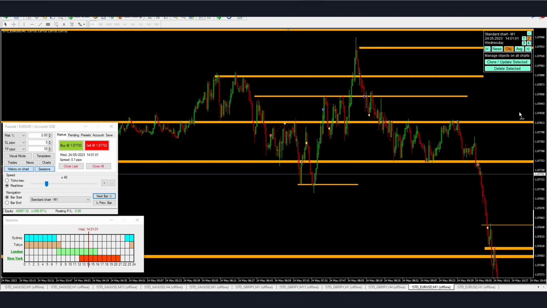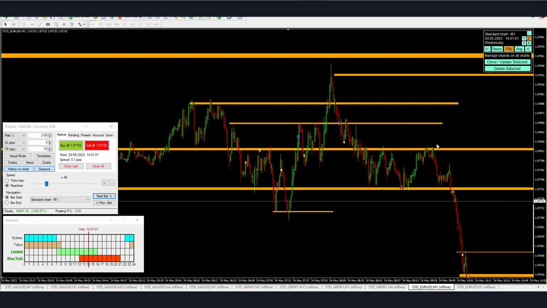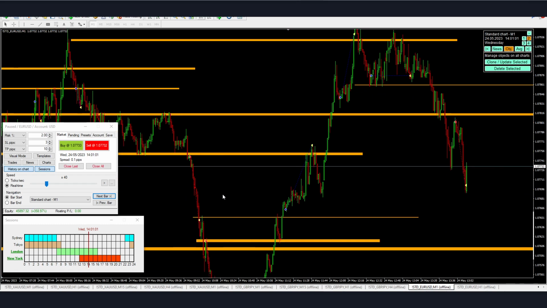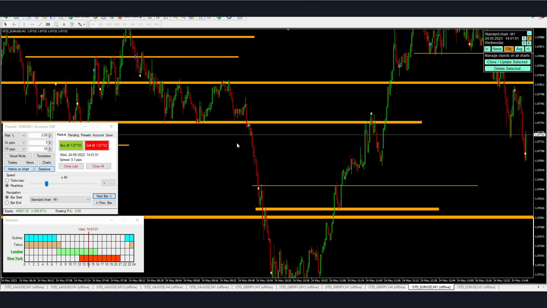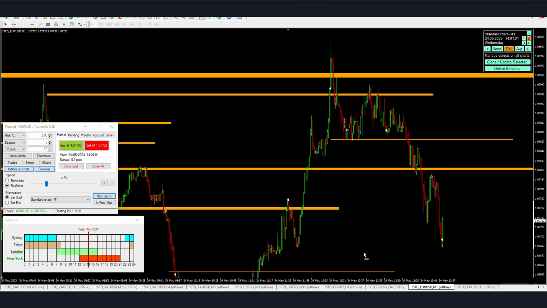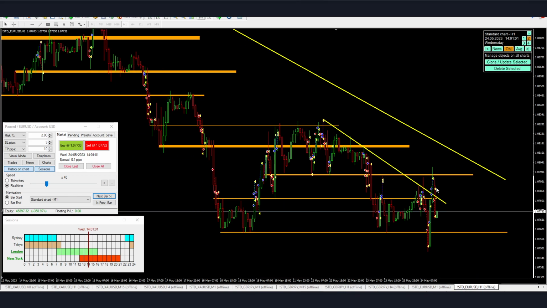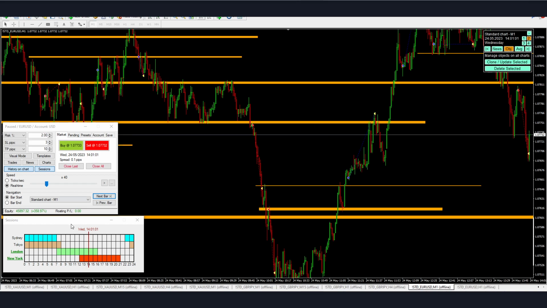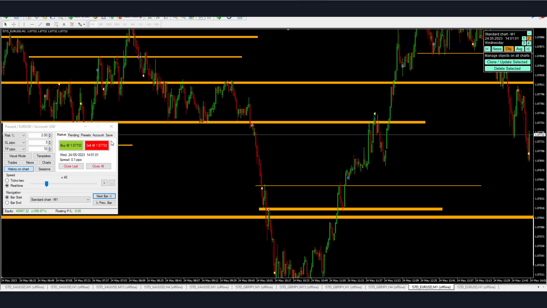So the London session was much poorer. It happened only later on that the price started to move, but the New York gave us some nice correction on the lower time frame. So that's why we had some nice profitable trades.